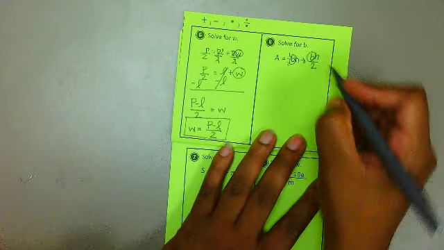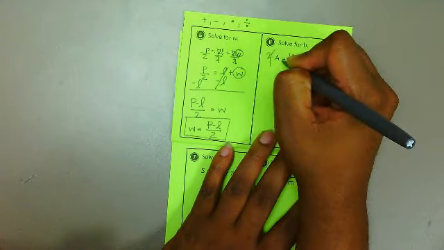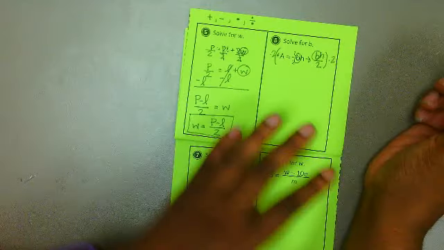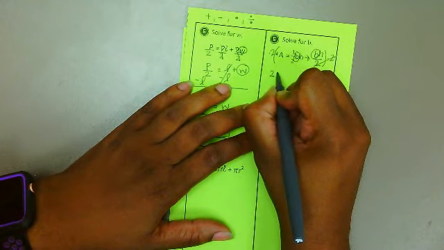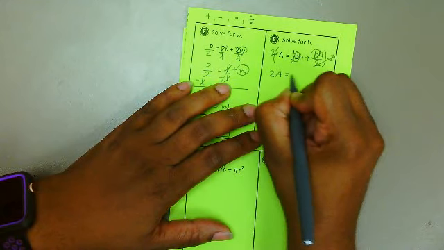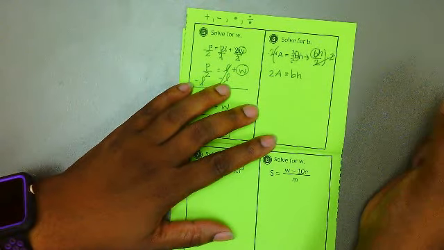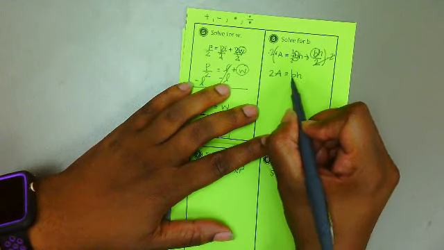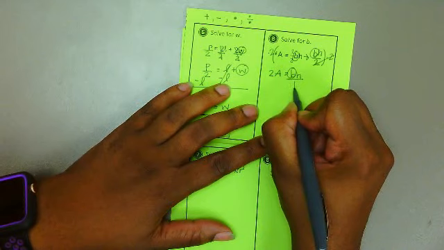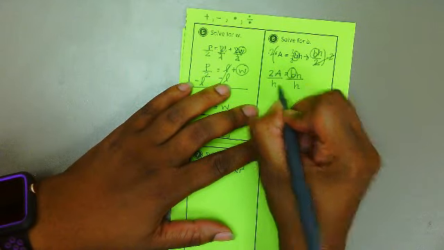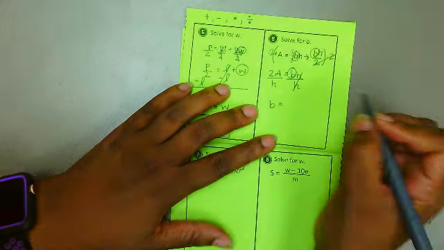Times 2 times 2. Well, you know what I mean. Times 2. So this one's going to cancel out. I'm going to have 2 times A is equal to BH. Since I have 2 times A is equal to BH, I'm still solving for B. So because they're multiplied, I'm going to divide by H. My H's will cancel. Now my B is equal to 2A divided by H.